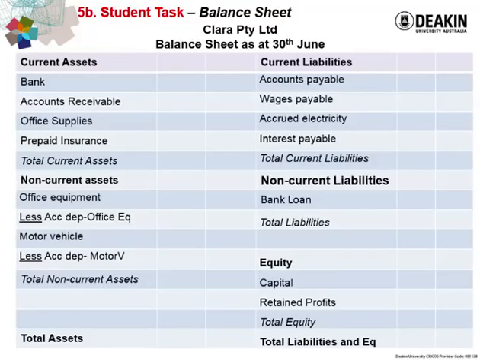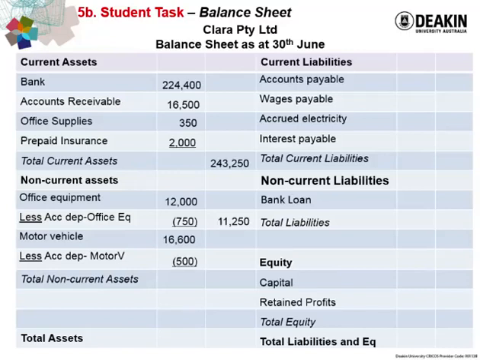Next, we can rely on those previous information to prepare a balance sheet. So we start with current assets. Bank 224.4. Accounts receivable 16.5, office supplies 350, prepaid insurance 2000. Our total current asset is 243,250. Then we prepare the non-current assets. Office equipment 12k minus accumulated depreciation 750, we get 11,250. Motor vehicle 16.6 minus accumulated depreciation 500, we get 16.1. So our total non-current asset is 27,350. And our total assets is 270,600 in this case.